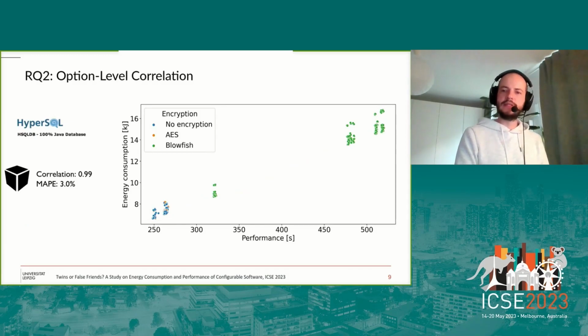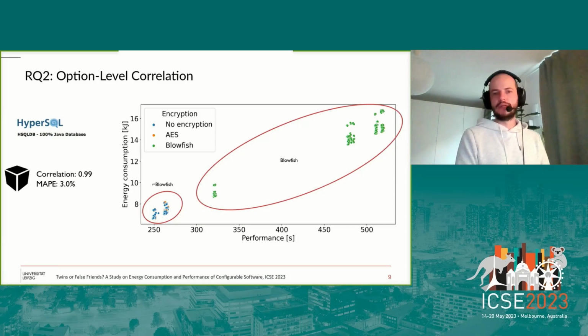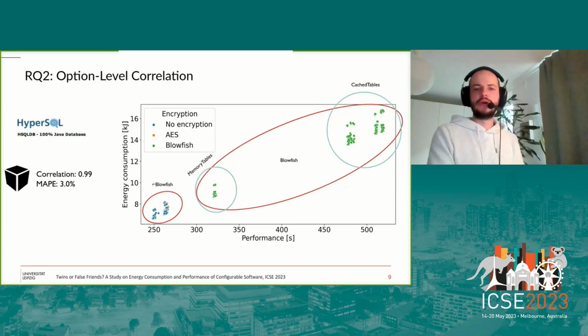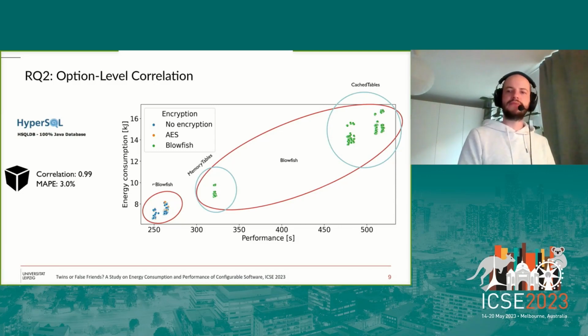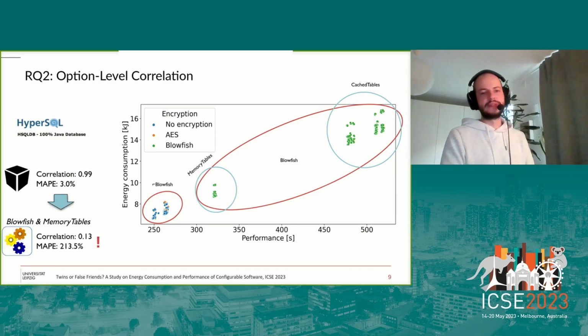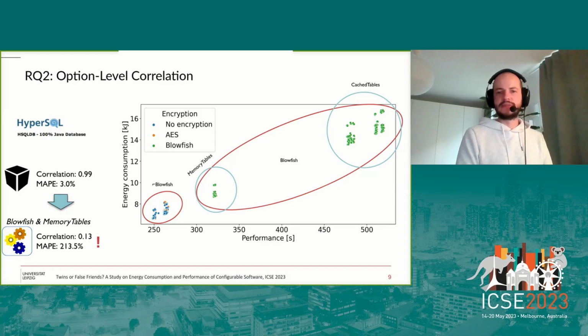Okay, but we also have an opposite example. At the start, we have a great correlation for the whole system. And if we then activate the encryption Blowfish, we see that performance and energy consumption both decrease, also relatively linearly. But if we then look at interactions of configuration options, like if we also enable memory tables instead of cache tables, then we see that we are in a group where we can optimize energy consumption without touching performance. The correlation of the subgroup is really, really bad, and also the mean absolute percentage error is bad, so we can't use a model. This means that inside this subgroup, if we want to optimize there, then we need to do measurements.